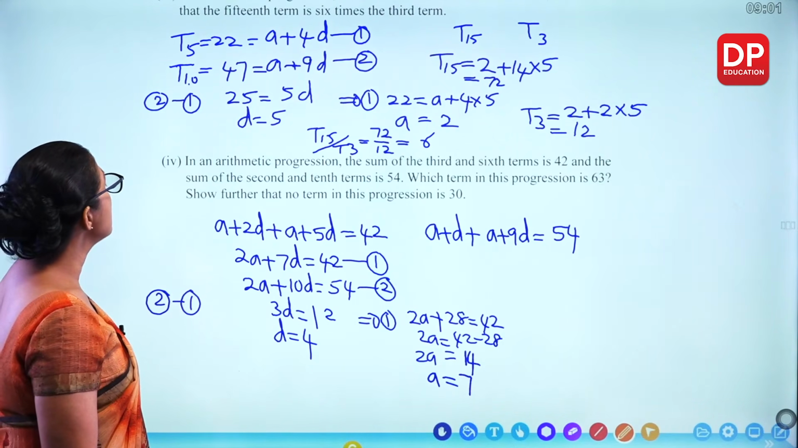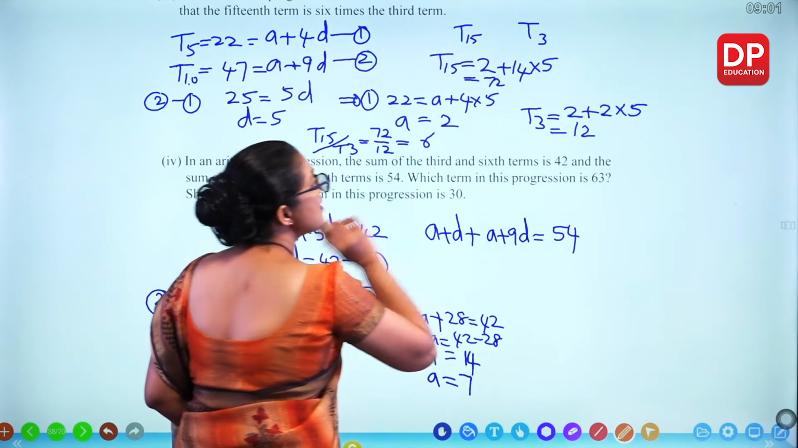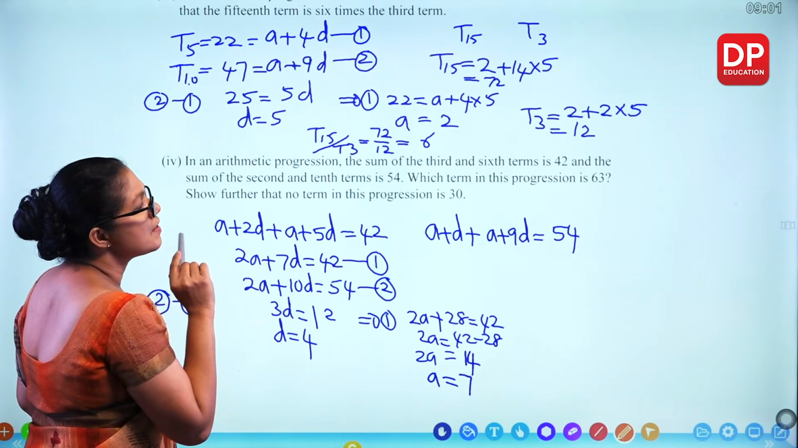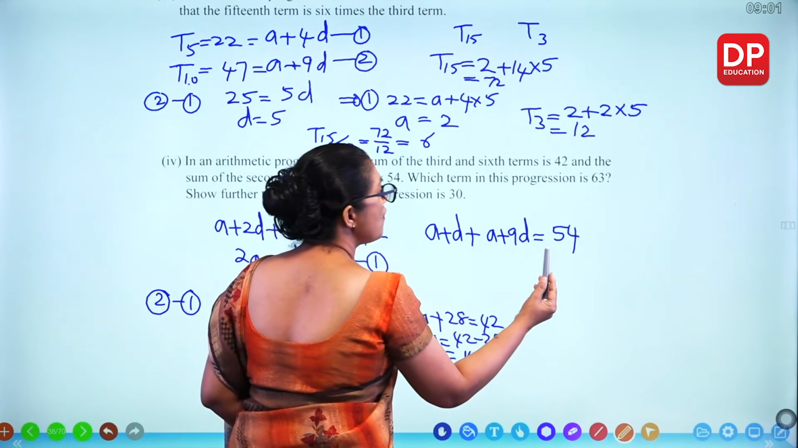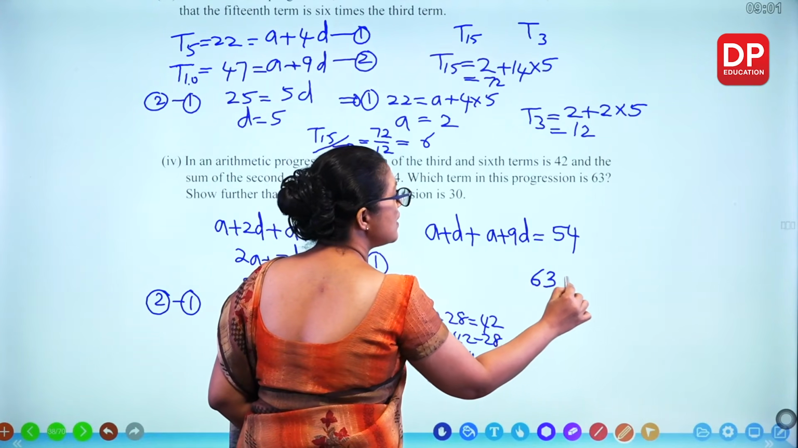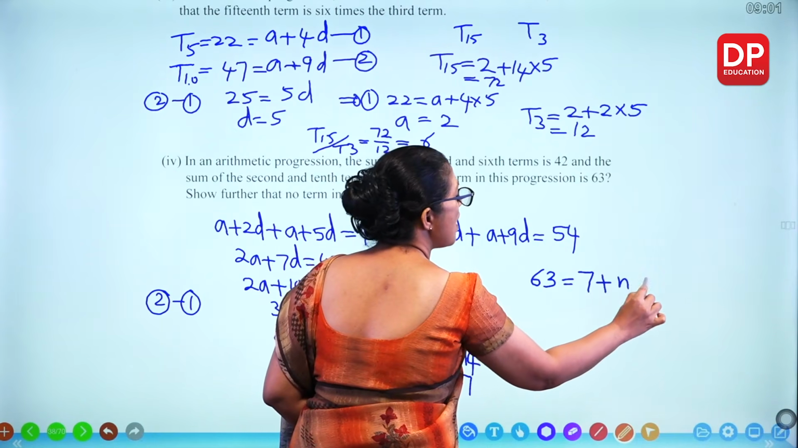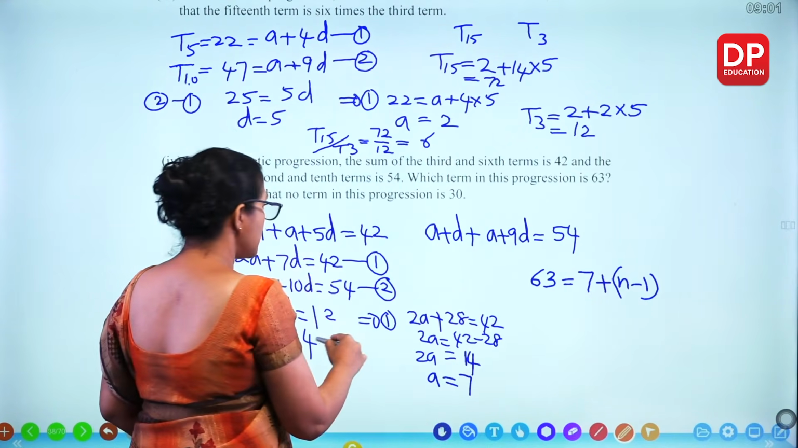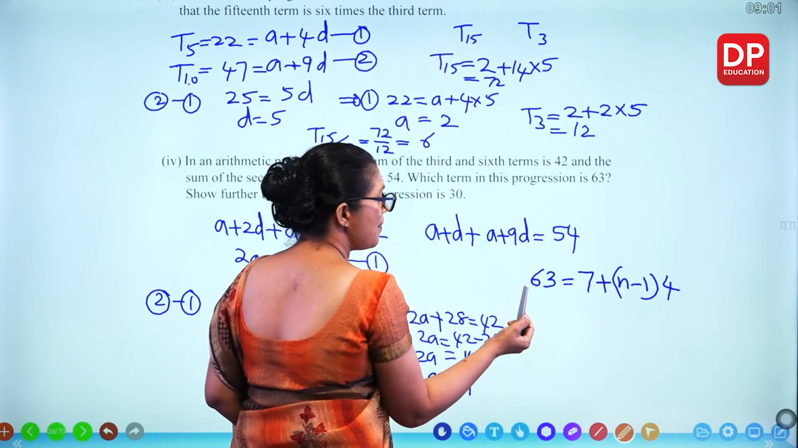So what is the 63rd term? Which term in this progression is 63? We'll find out. 63 equals the nth term, 7 plus n minus 1 times d. d equals 4. Take 7 to the other side.